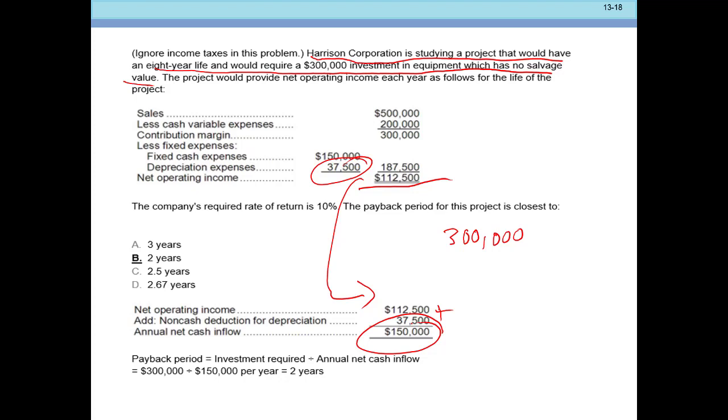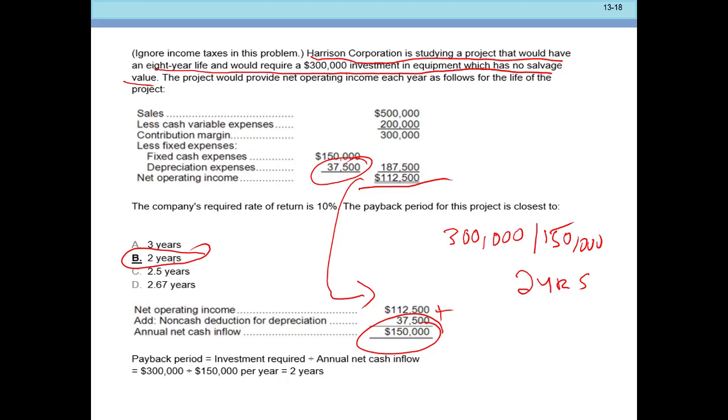Right? Contribution margin minus my fixed expenses, but then they tell me some of that is depreciation. If I want to get cash flows off of this investment, I have to add back the depreciation, don't I? Now I have the cash flows. So I'm turning this income number into a cash number, and when I get the cash flows, I divide the initial investment by those annual net cash flows, and that gives me what, 2 years? Okay, it's just that simple. That's it.